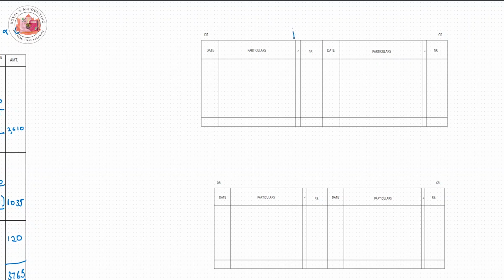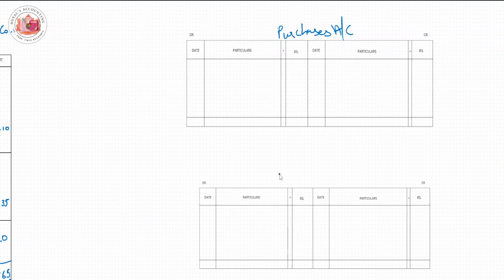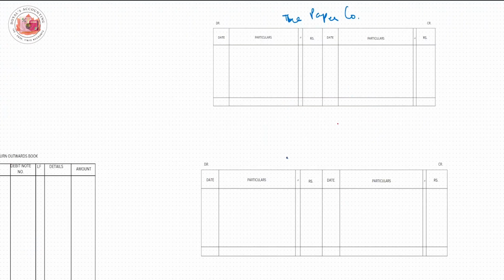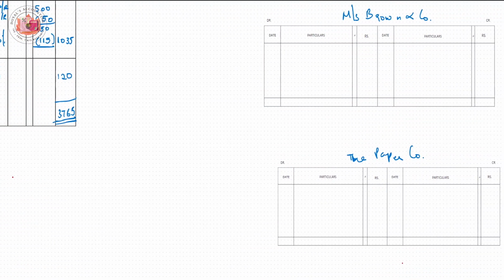Here I will write purchases account. Who are my suppliers? Messrs. Brown and Company, the Paper Company, and Messrs. Verma and Co. Okay, so let us first record the transactions in our creditors accounts.